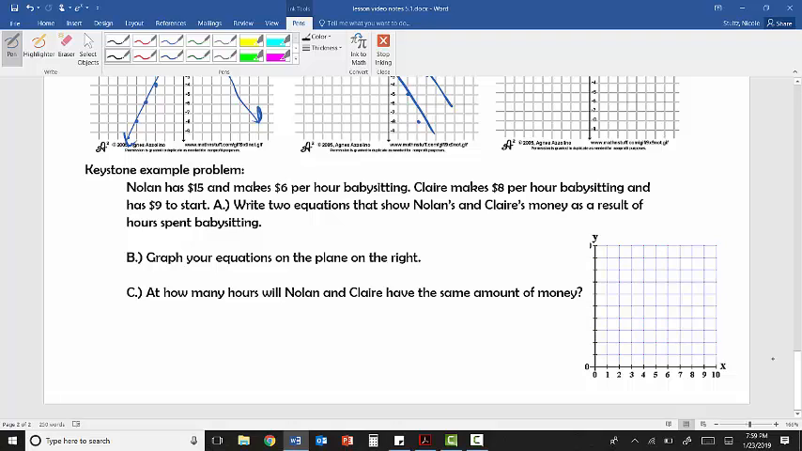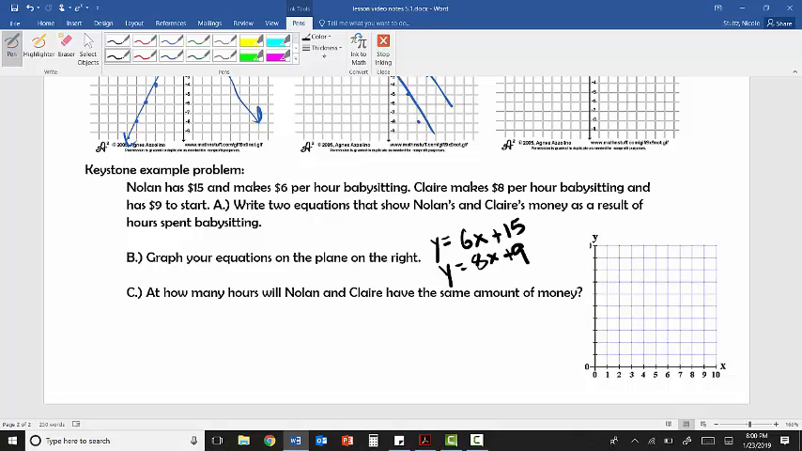All right, the last one I borrowed from the Keystone practice test. So we have two situations. We have Nolan's money and Claire's money. Nolan has 15 and makes 6 per hour. So we're going to write an equation for Nolan. So it looks like 6 is my slope and 15 is the y-intercept. And then for Claire, it looks like she's making 8 per hour, so that's the slope. And it says she has $9 to start.